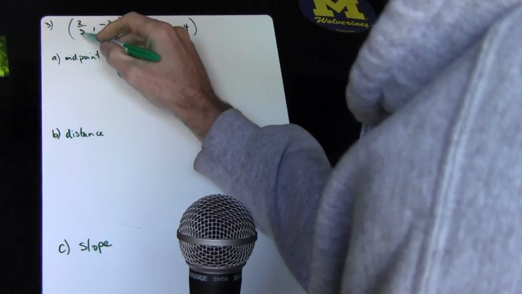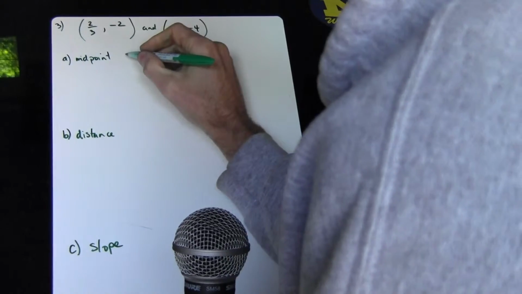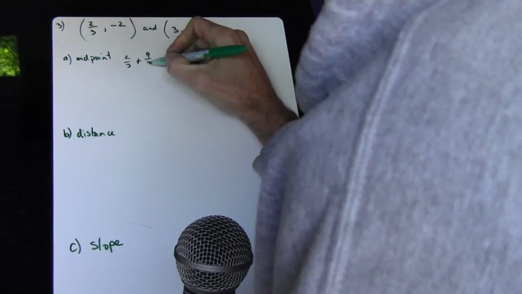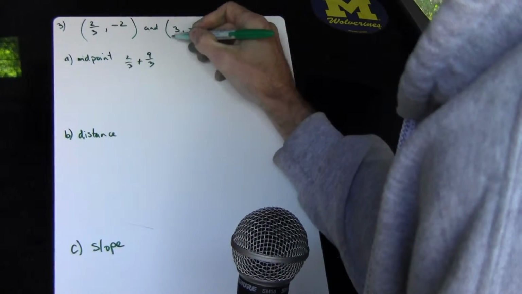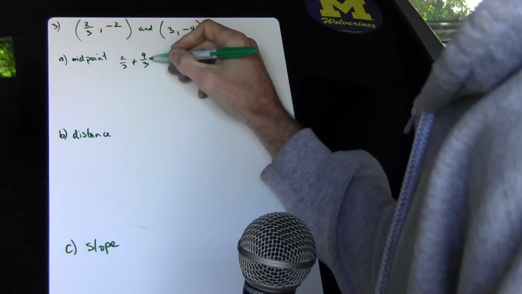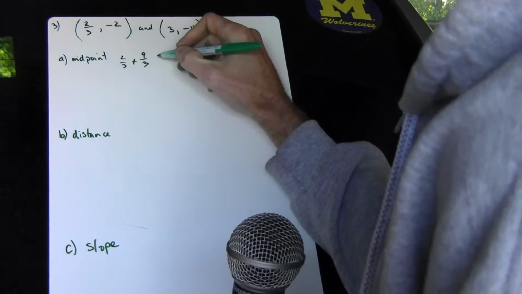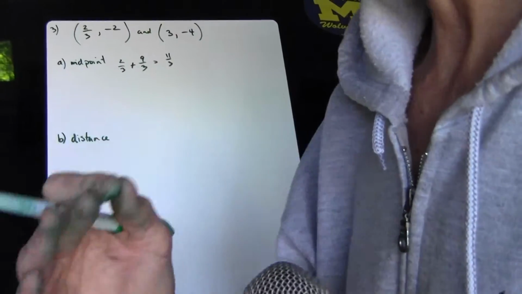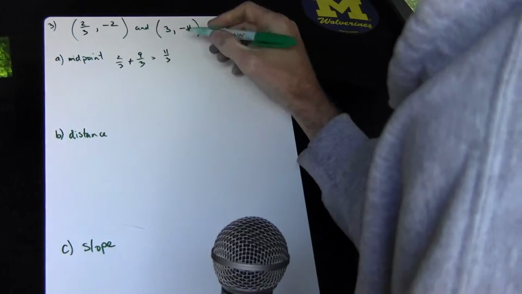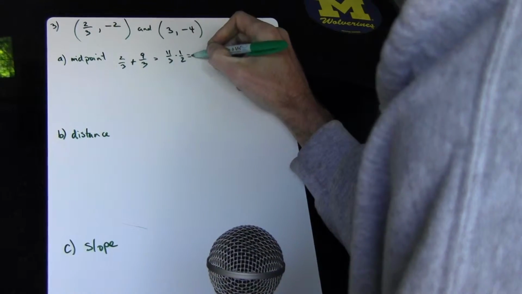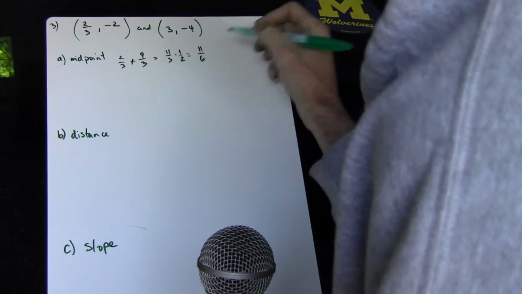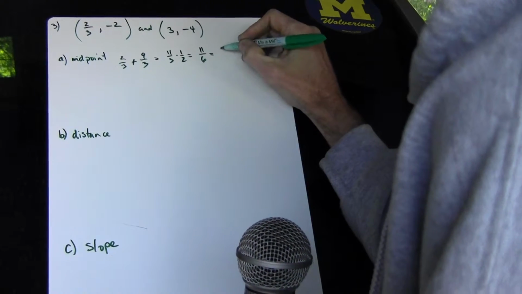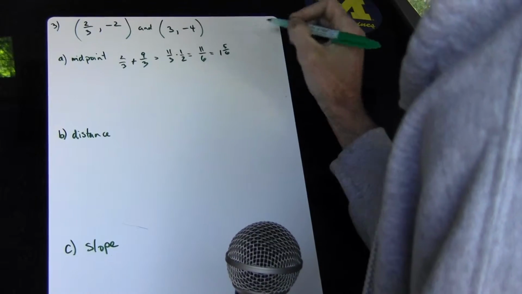So I'm going to add the x values, 2/3 and 3. 2/3 plus, I'm going to write 3 as 9/3, okay? Don't let that freak you out. I transform that right away because I know I'm going to have common denominators. So that's going to be equal to 11/3, and now I want half of that. I want the average, so multiply that by 1/2. That's going to be 11/6, which is exactly 1 5/6.